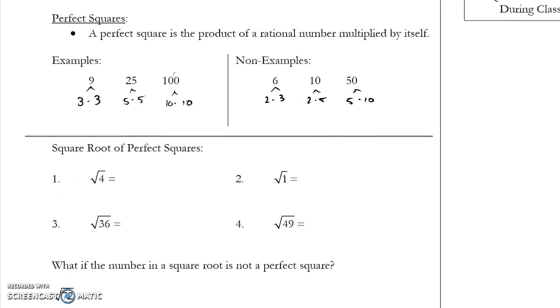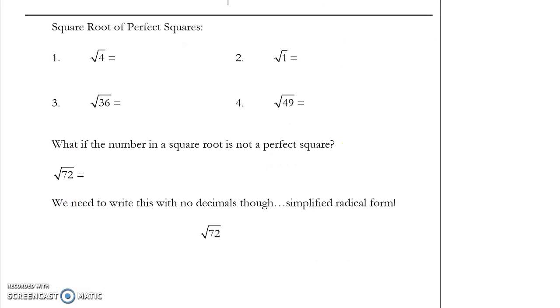So there's going to be two different types of square roots that we're going to look at. Square root, again, is the opposite of squaring something. The square root of 4 we can just put in our calculator. If I put square root of 4 in my calculator, I get 2. Why? Because that's 2 times 2. And so the square root is asking, what is that rational number multiplied by itself that gives us what's inside? Okay, square root of 1 is 1. Square root of 36, that's 6 times 6, is 6. And the square root of 49, that's 7 times 7.